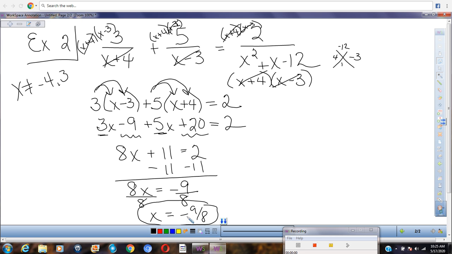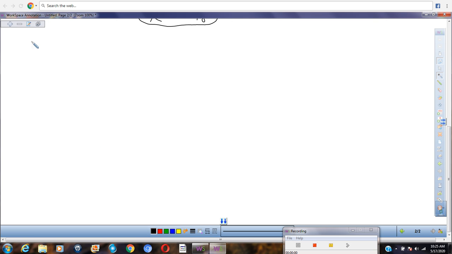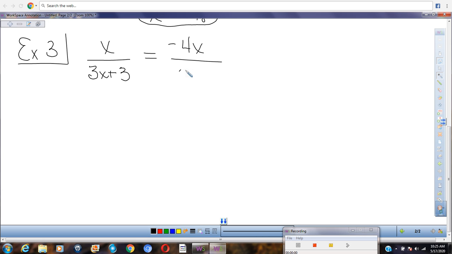All right, let's try one just a little bit different. How about example number 3? Let's say we have x over 3x plus 3 equals negative 4x over 2x plus 2 plus 3x minus 2 over x plus 1. All right, again, step 1, we want to factor everywhere.